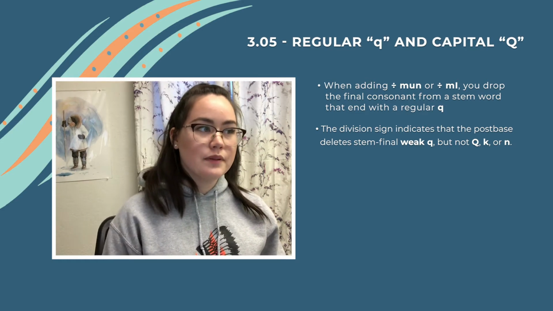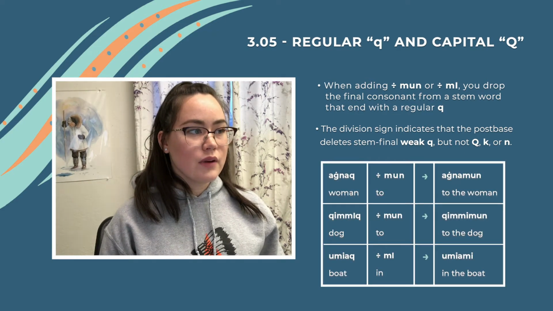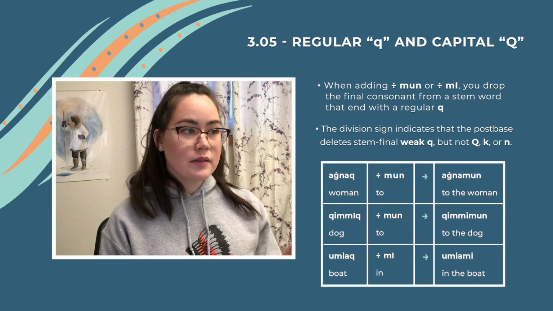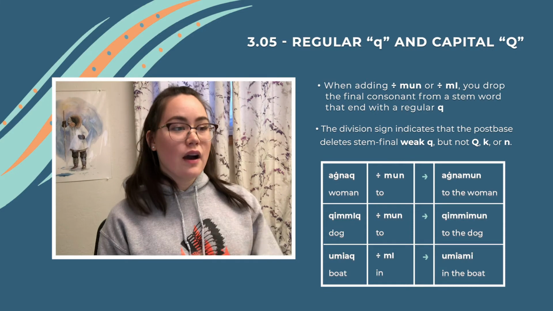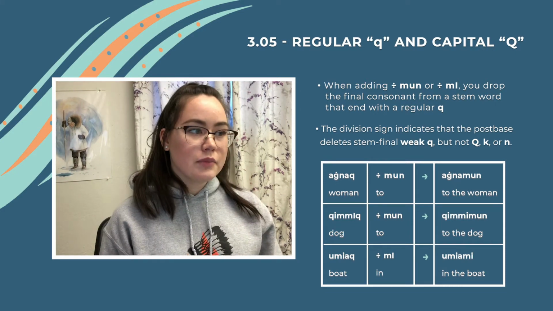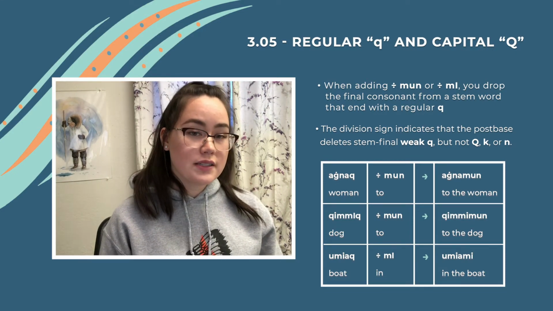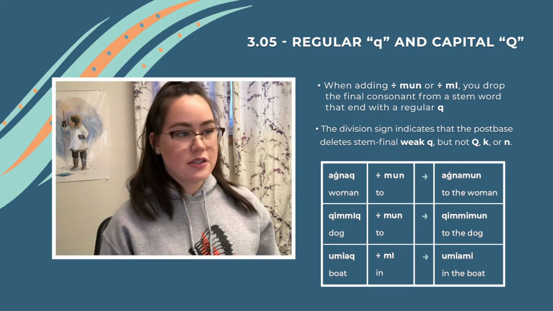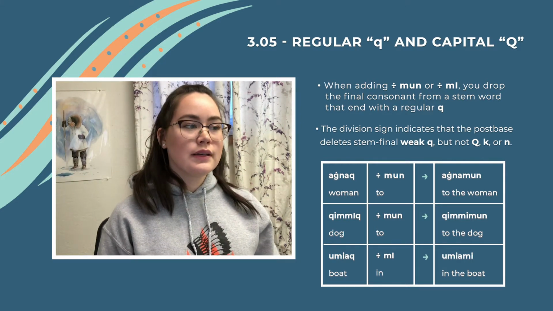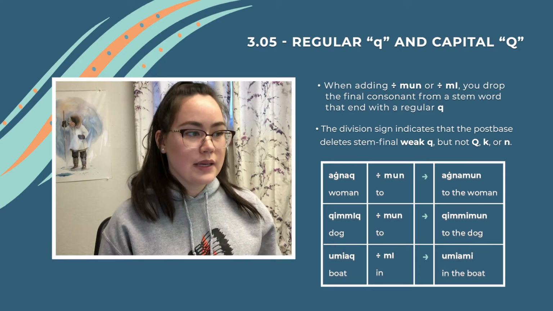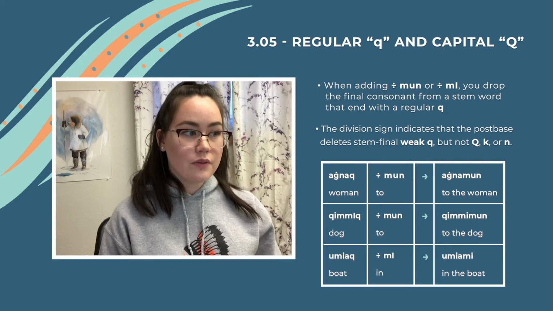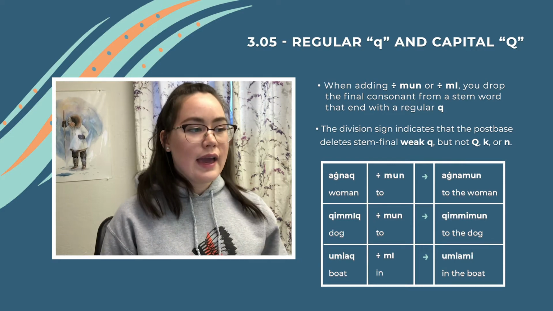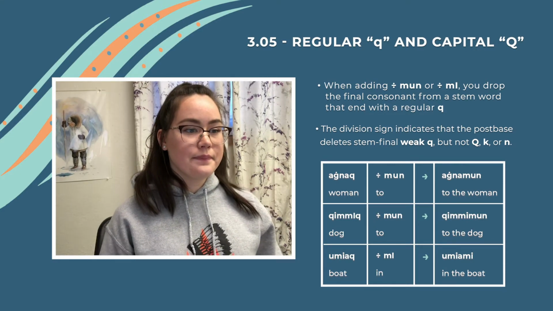So for example, aghnaq. When you want to add aghnaq plus mun, we will drop the final consonant Q and it will be aghnamun. Qimmiq plus mun. We drop the final consonant Q in qimmiq and it changes to qimmimun. Umaq plus mi. We drop the final consonant Q, they're all weak Qs, and it changes to umami.